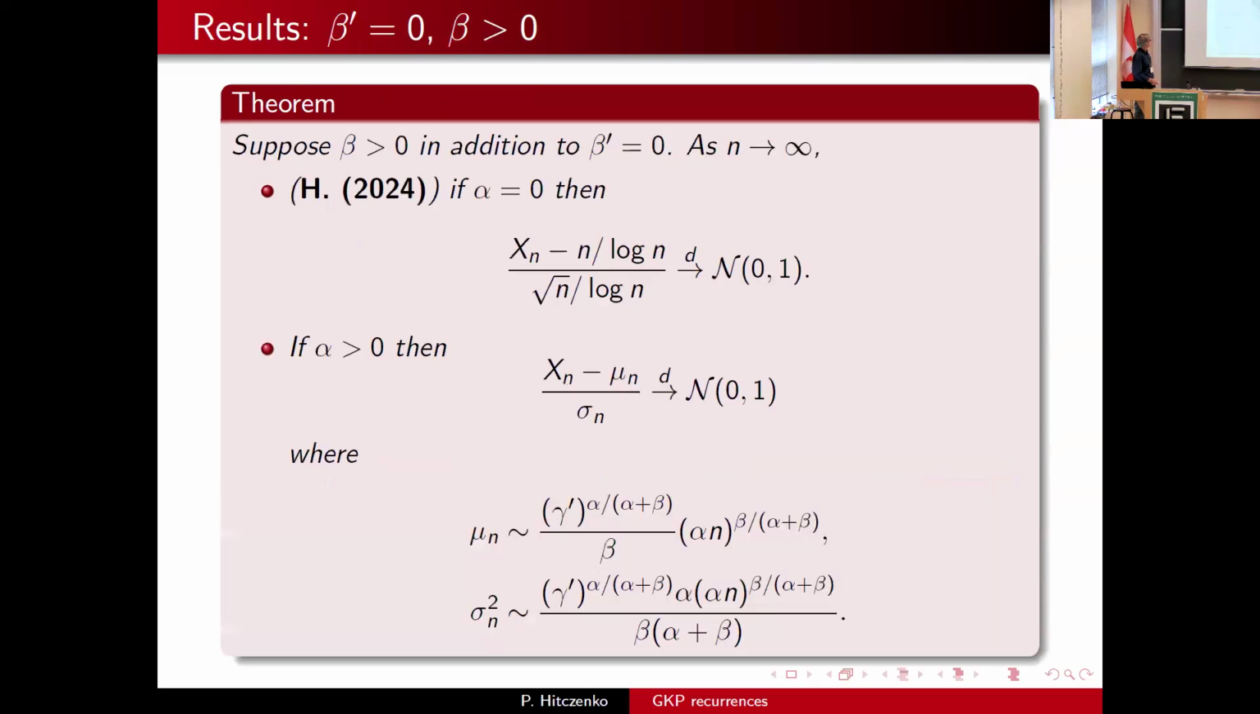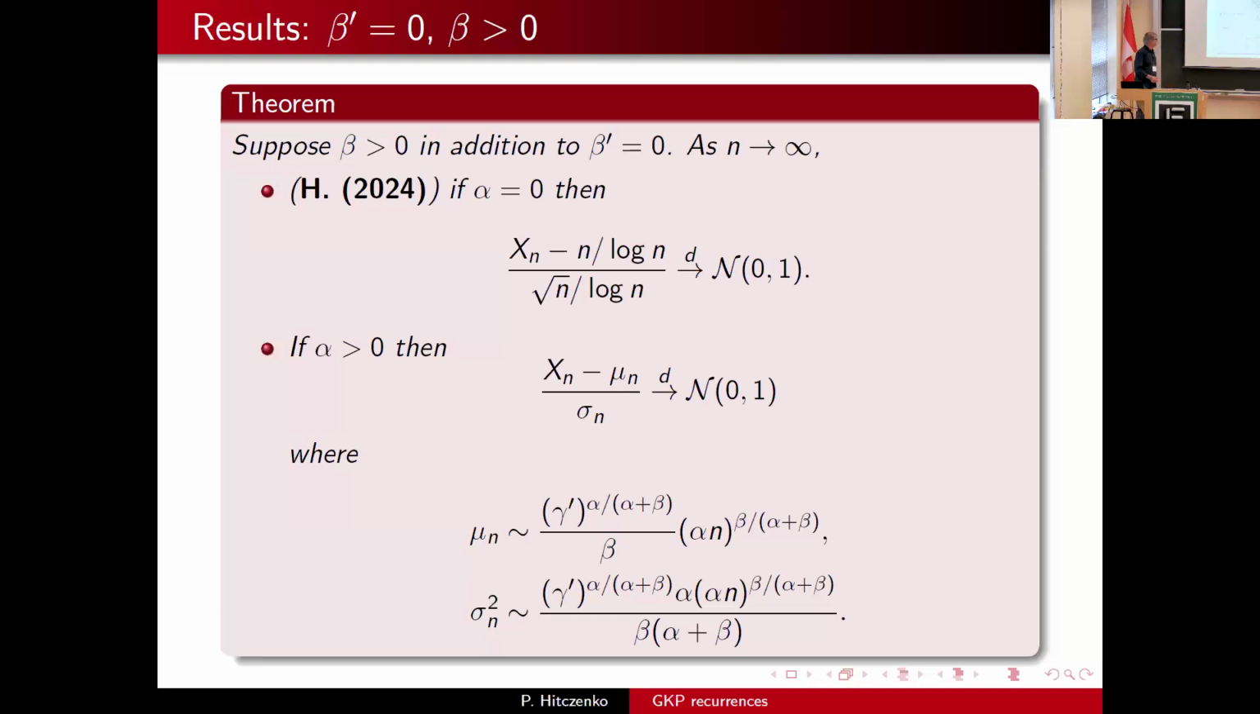All right, and then finally, beta prime is 0. This time beta is positive. So previously beta was as well 0. So when beta is positive, then in the independent work that was published last year, you get asymptotic normality with mean that is of order n over log n, and the variance that is of order n over log squared n. So this is like the Stirling numbers of the second kind. Okay, the number of blocks in a set partition of an n-element set follows this type of thing.